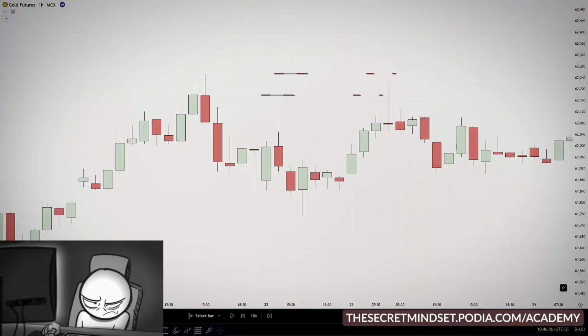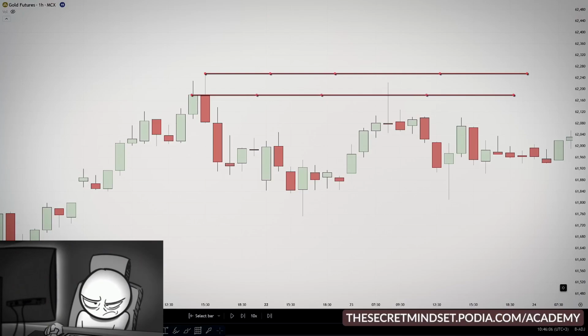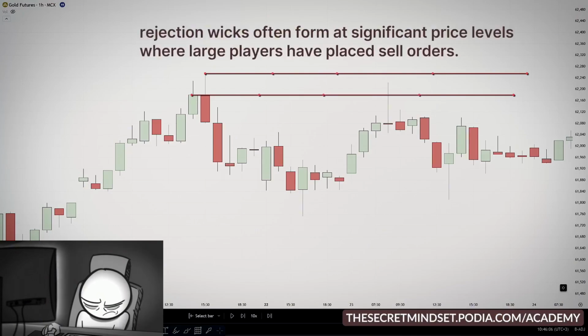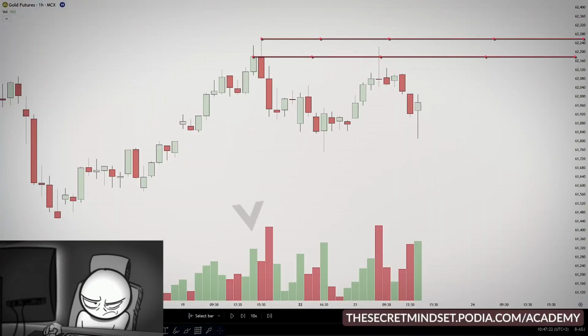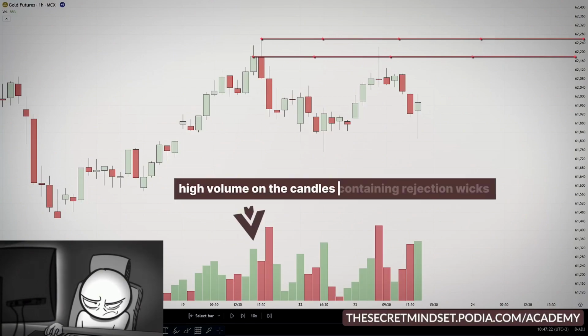The psychology behind this is simple. These rejection wicks often form at significant price levels, where large players have placed sell orders. As the price moves up into this area, it triggers these large sell orders, causing the quick rejections we see as wicks. The next crucial element is the presence of high volume on the candles containing these rejection wicks.